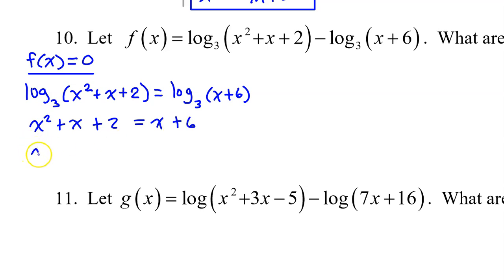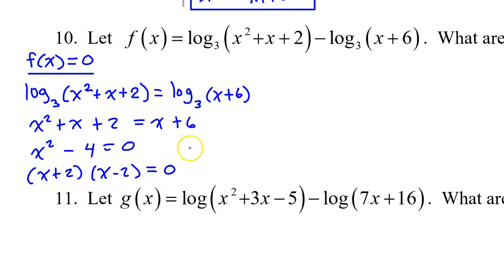So I'm going to bring down the x squared, but I need to subtract x from both sides. Well, these will just cancel each other out, so the x term is gone. Then we need to subtract 6 from both sides. That will give us a minus 4 over here on the left. So we have x squared minus 4 is equal to 0. This will factor as x plus 2 times x minus 2 is equal to 0.